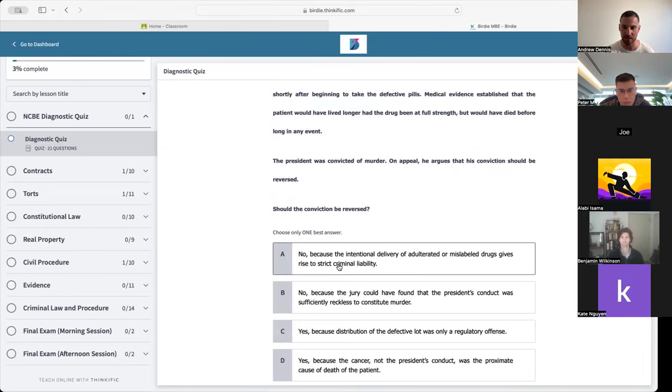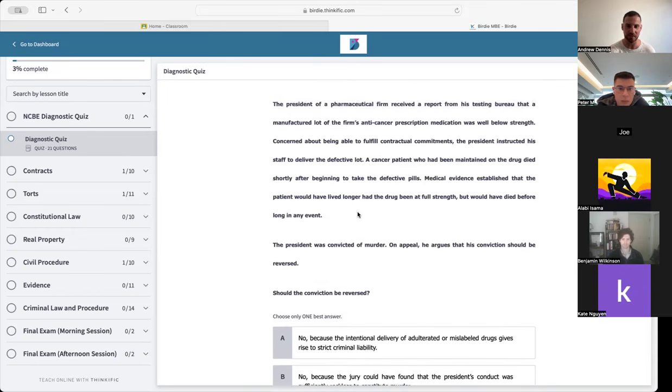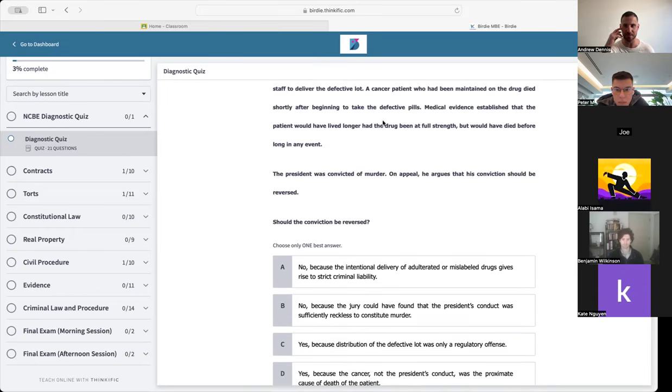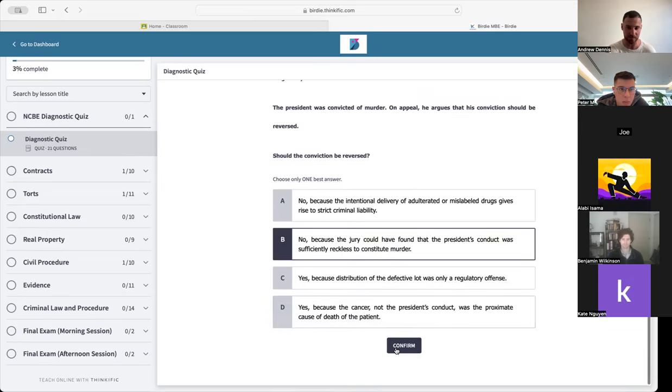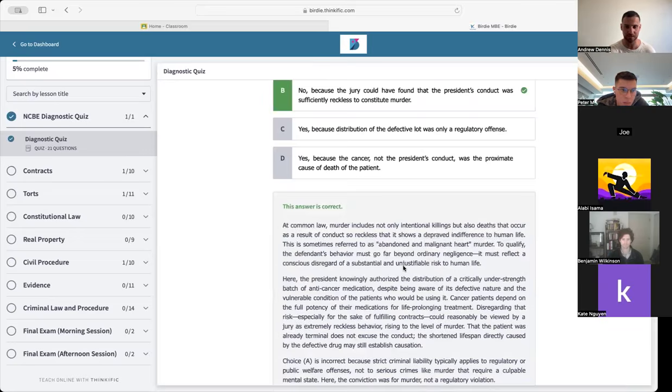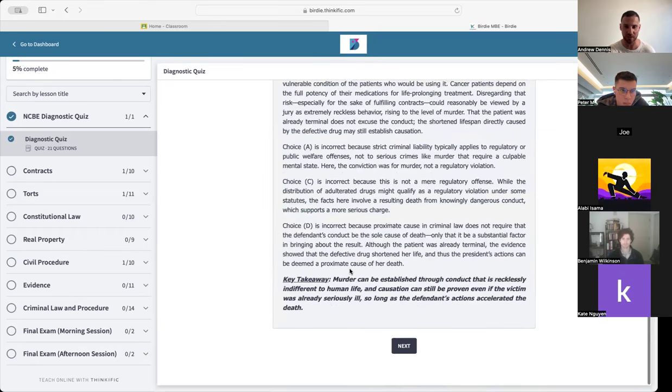Yeah, it's not going to be strict criminal liability, right? This isn't like statutory rape or bigamy or polygamy or something like that. It's not a regulatory crime or administrative crime. It really is about a guy's mens rea. Did he recklessly disregard human life? And the answer is likely so, right? So murder can be established through conduct that is recklessly indifferent to human life, and causation can still be proven even if the victim was already seriously ill, so long as the defendant's actions accelerated the death.